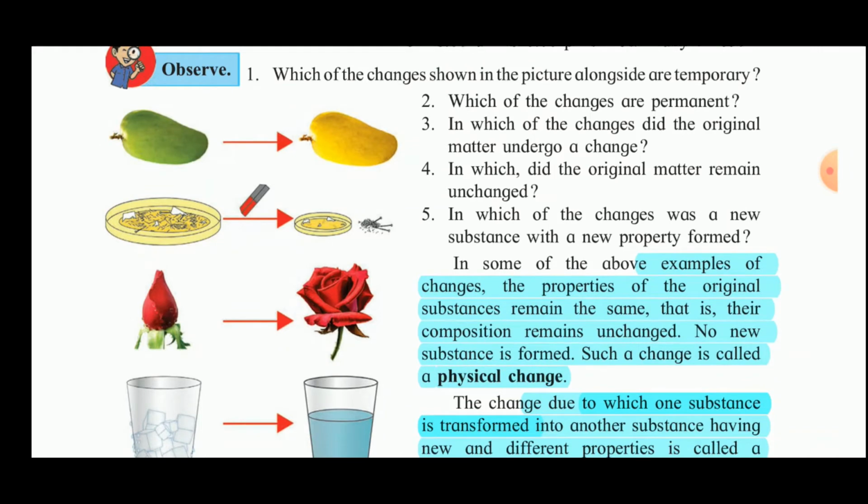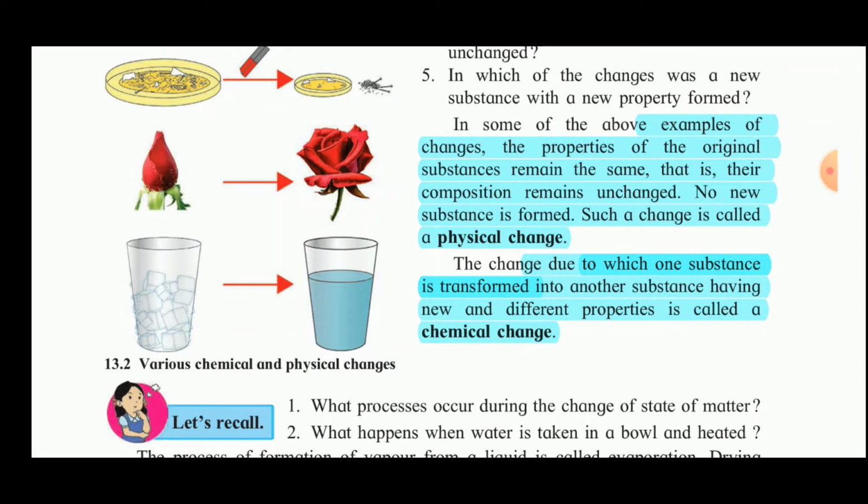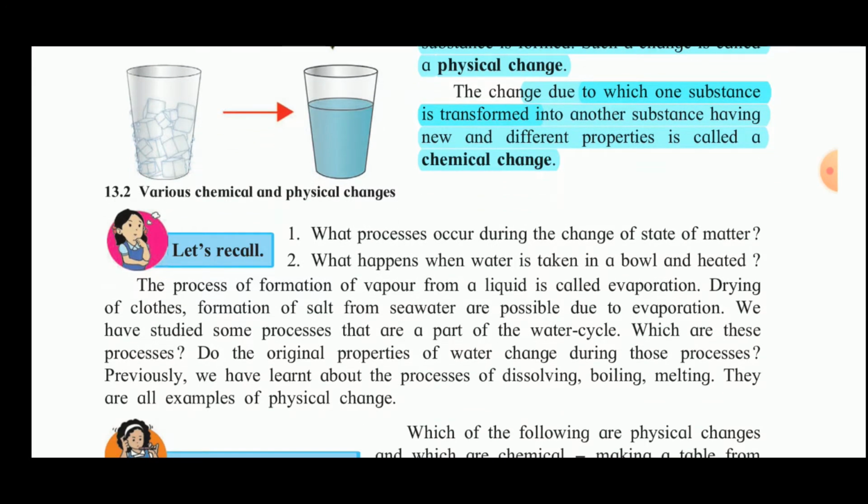That is, their composition remained unchanged. No new substance is formed. Such a change is called a physical change. Now in this example, the ice gets converted into water. The changes due to which one substance is transformed into another substance having new and different properties are called chemical changes.